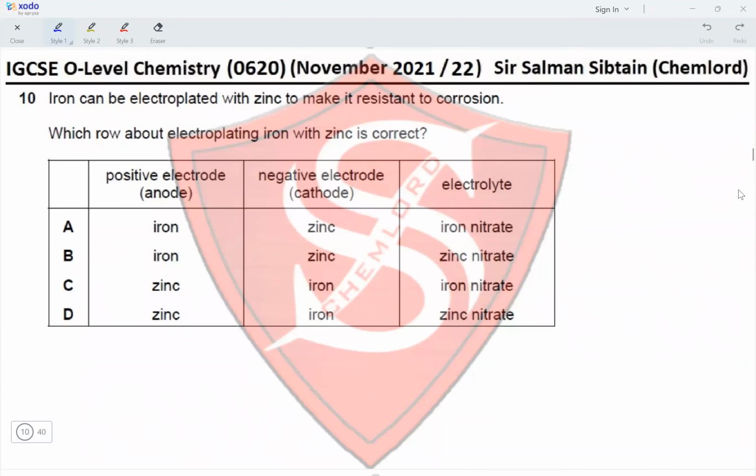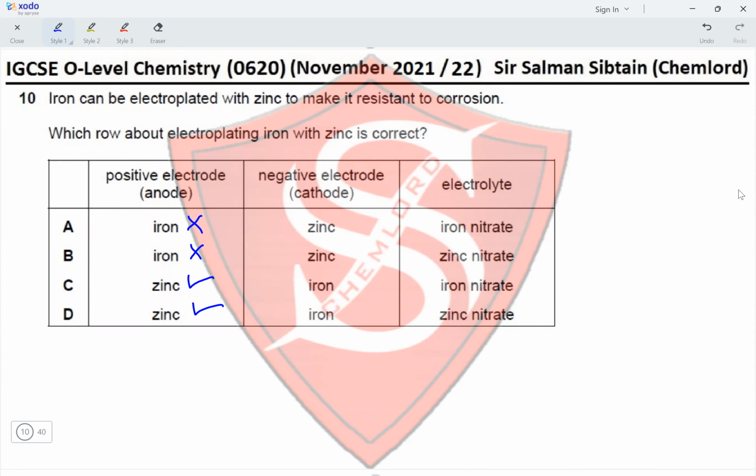Question 10. Iron can be electroplated with zinc to make it resistant to corrosion. Which row about electroplating iron with zinc is correct? The positive electrode or the anode would be, since we are coating iron with zinc, anode is where oxidation takes place. So we need a zinc plate so that it is converted into zinc ions and it gets deposited onto the cathode. So the anode has to be made up of zinc. This eliminates options A and B.